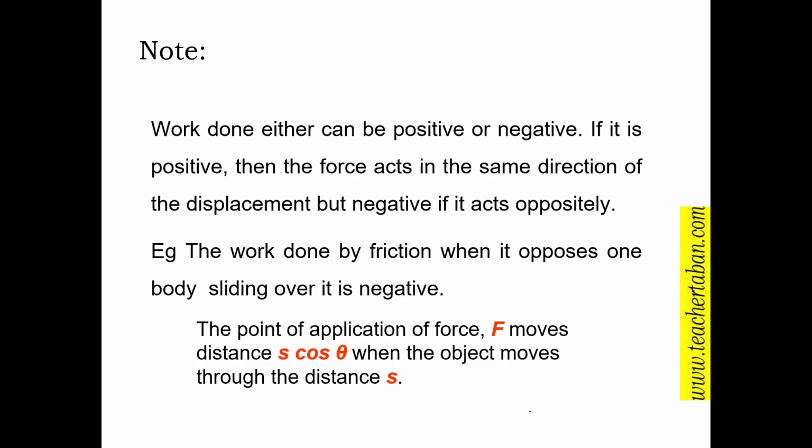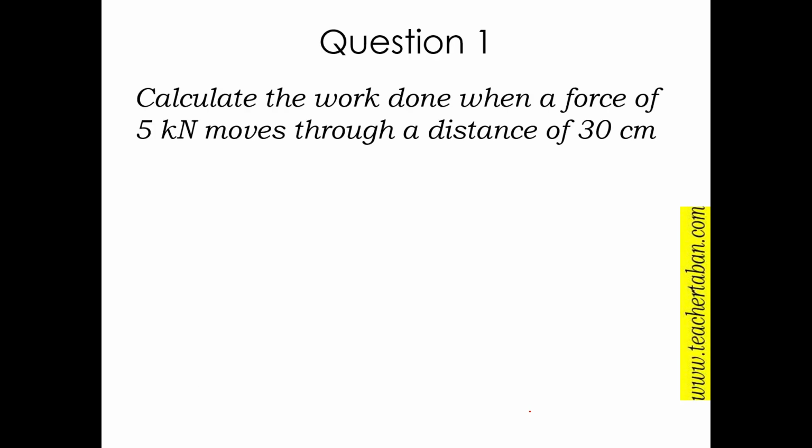Okay, so let's have one example here. The question says: calculate the work done when a force of 5 kilonewtons moves through a distance of 30 centimeters. In this case, it is always better that you first of all highlight what has been given to you. So we have 5 kilonewtons and then 30 centimeters. And note that these are not the SI units of these respective quantities. And since we're going to get the work done in joules, then it is better that we also convert everything to their SI units.